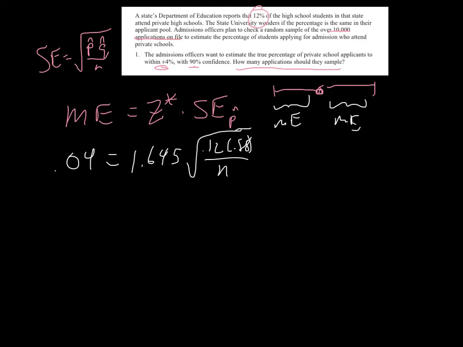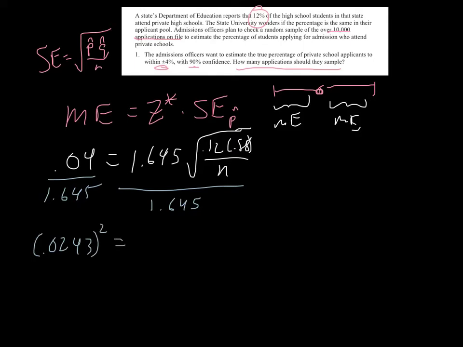The rest of this is just some basic algebra. We divide both sides by 1.645 to get rid of that, which leaves us with a value of 0.0243. Then we square that value to get rid of the square root. That leaves us with 0.12 times 0.88 on the top, which is 0.10556, all over n.